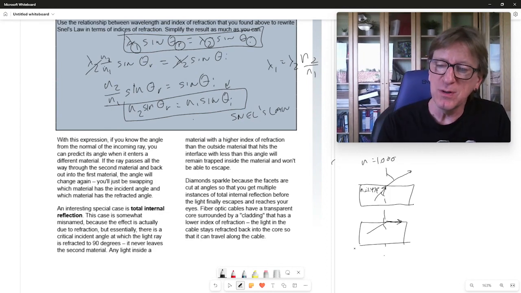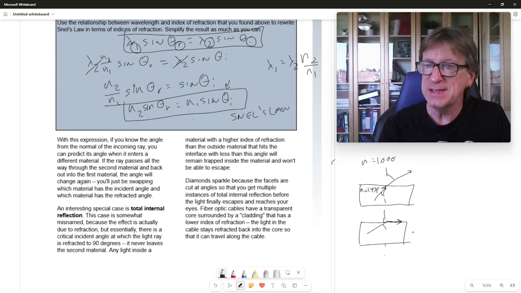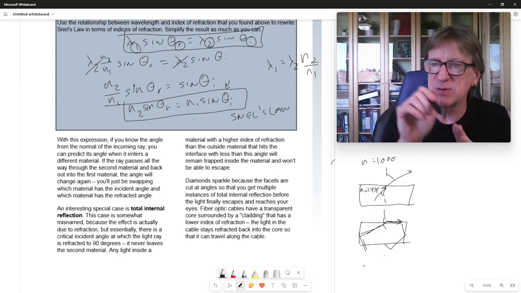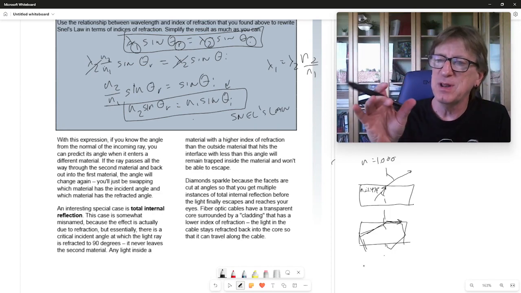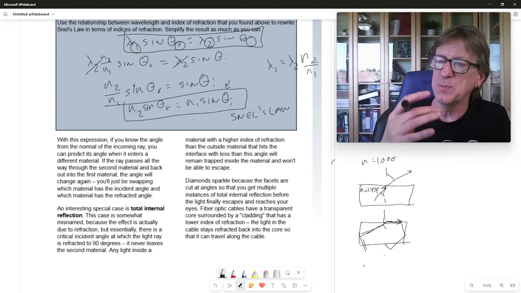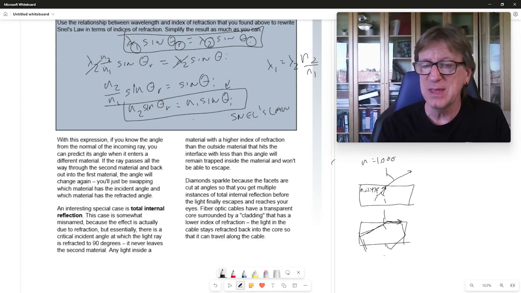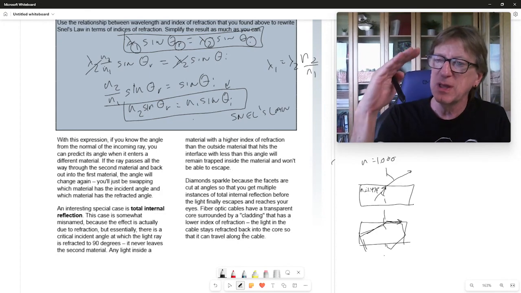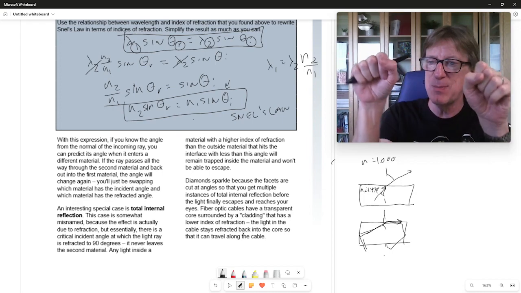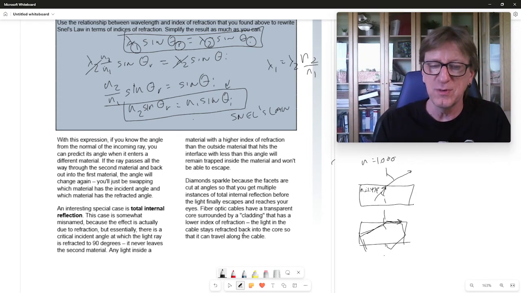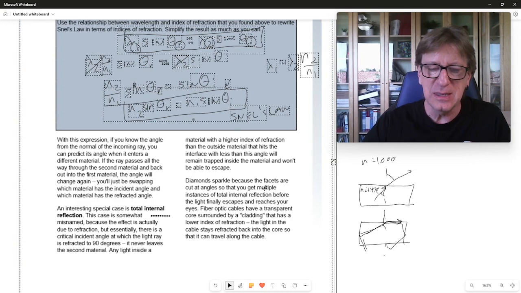So diamonds sparkle because they've chosen the facets in such a way that when the light hits off the different facets, it stays trapped inside the diamond. And then, of course, there's going to be some small variation, so it bounces around a whole lot and then eventually escapes. But if you look at it from a different angle, you're looking at a different part of the light. And so this is what's going to make it sparkle. Fiber optic cables have the same thing. They've got a cladding that has a lower index of refraction around their transparent core. So the light always stays inside that cable, even if I bend it, because we've got total internal reflection going on.